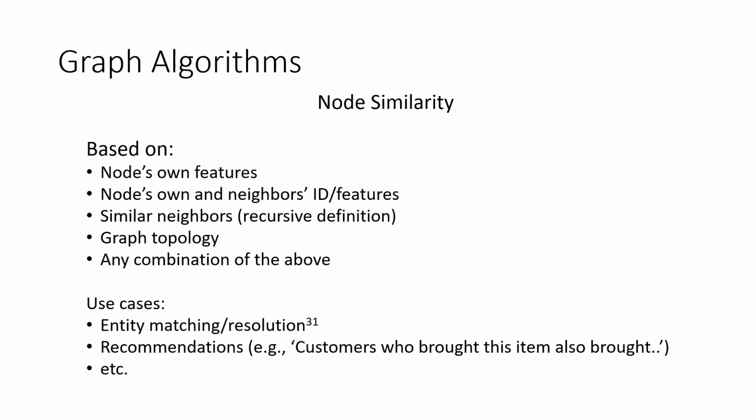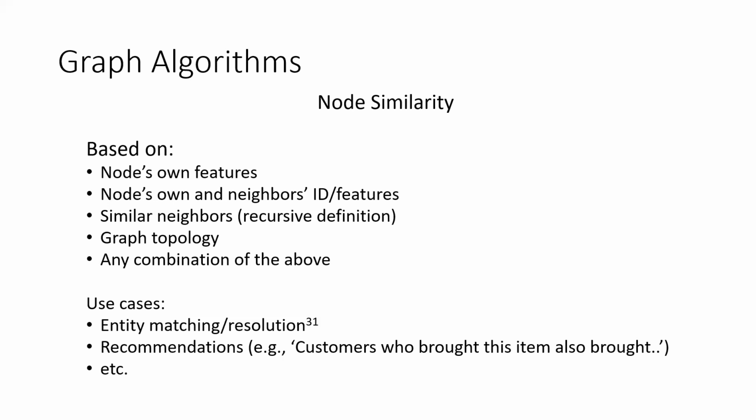Node similarity, as we said, means having a graph with nodes and trying to identify nodes that are similar. That can be based on the node's own features. If we are talking about a person, the features can be physical characteristics, or if it is health related, their electronic medical records, and so on and so forth. It can also be based on the features of the neighbors of that node, similar neighbors, and that's a recursive definition where the neighborhood does not need to include only direct nodes, based on graph topology or any combination of the above.